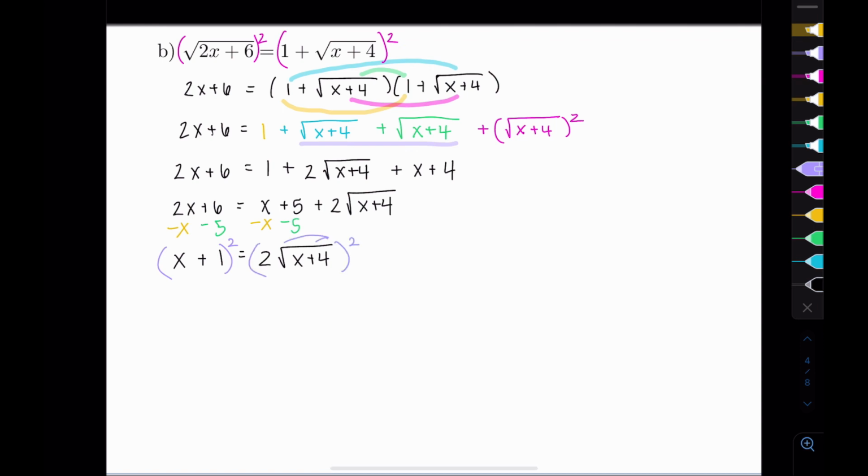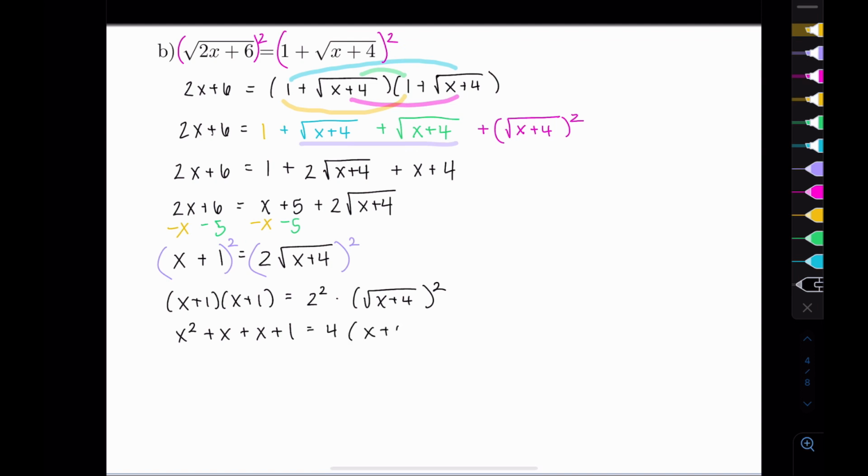But remember here, that square will distribute down to both of these. So on the left, we have to FOIL. We have to take x plus 1 and times it by itself. And on the right-hand side, I've got to square both pieces. So we really get 2 squared, and then we get this square root of x plus 4 squared. Okay. Foiling this expression out now gives us x squared plus 2x plus 1 is equal to 4 times now just x plus 4. So we've gotten rid of all of our radicals, which is great.